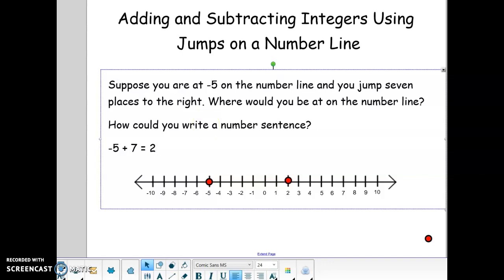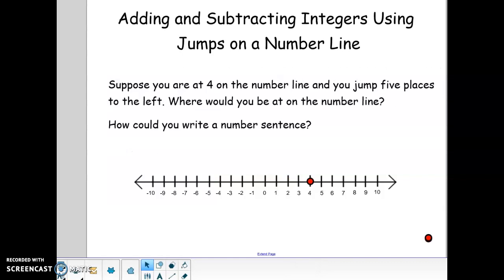So it works the same way with subtraction, except with subtraction, you're going to move the opposite direction. You're going to move left instead of right. So here's my problem. It says, suppose you are at 4 on the number line and you jump 5 places to the left. Where would you be on the number line?